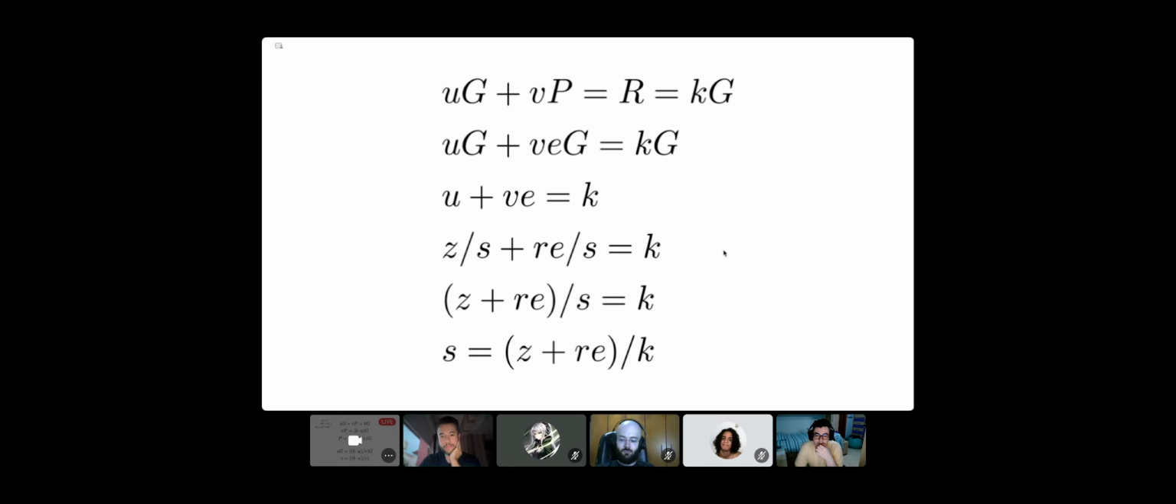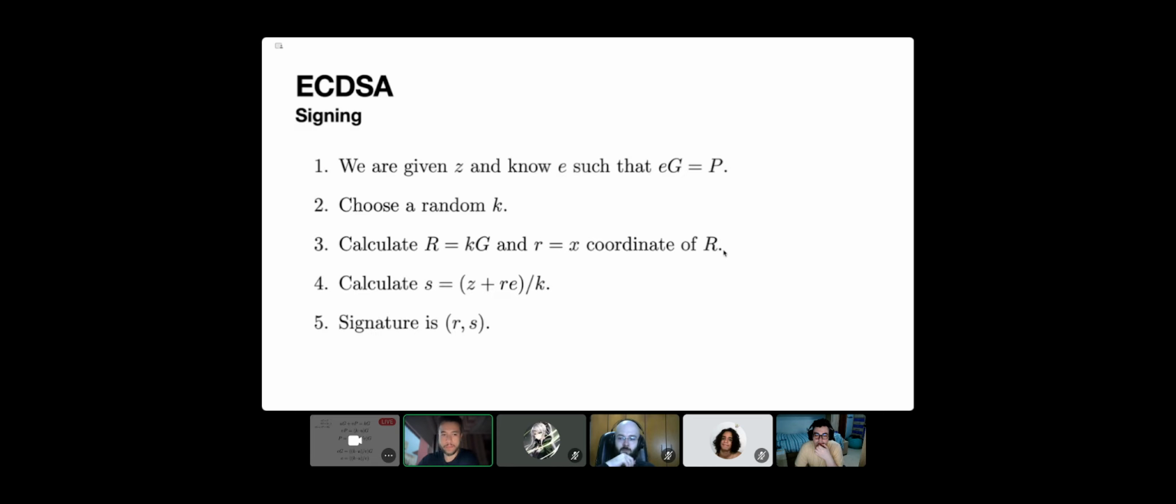I will translate these equations into an algorithm now because this is what we are trying to implement in the end. So to sign the thing, it's actually pretty easy. We are given Z, which is the message to sign, actually the hash of the message to sign. I know my private key. I know G, I can produce P, right? I pick a random number. I use this random number to multiply it by G and get little r, which is the x coordinate of big R. This is a cheap operation.